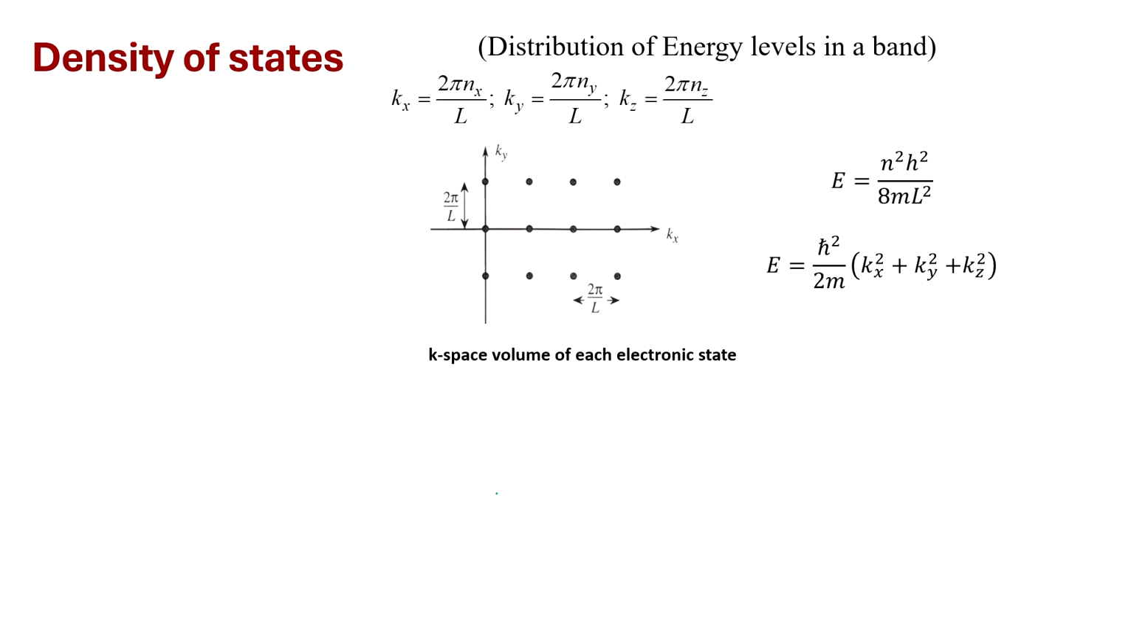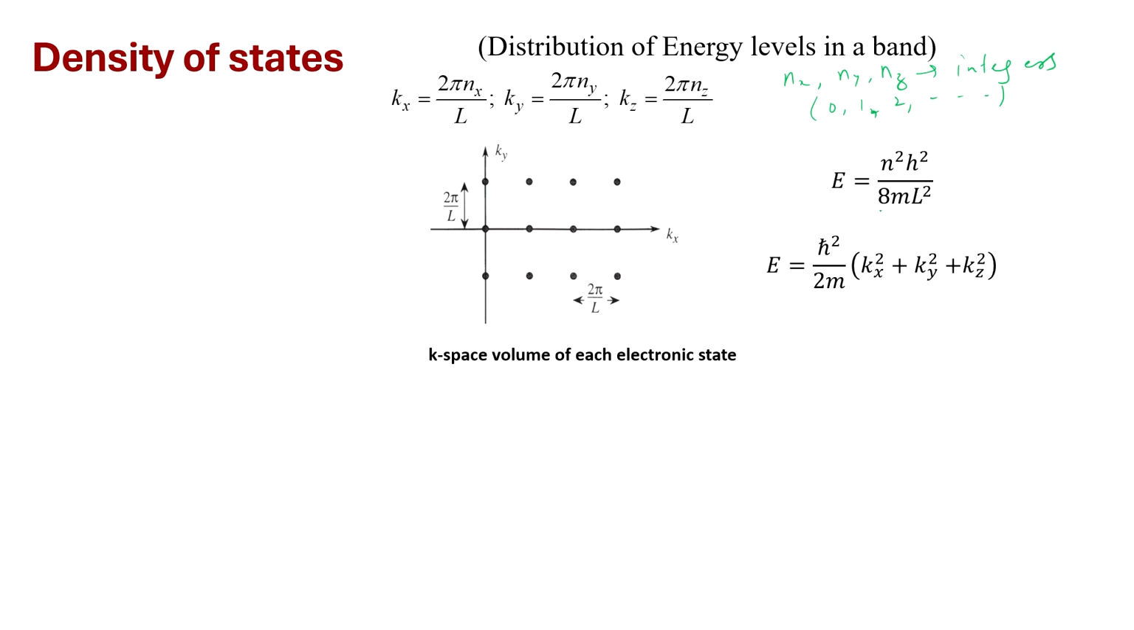So, basically if I represent this in 2D, distribution of energy levels in a band, then Kx can be written as 2 pi Nx divided by L, Ky will be 2 pi Ny divided by L, and Kz will be equal to 2 pi Nz divided by L, and Nx, Ny, Nz are integers, and they can take the value 0, 1, 2, 3 and so on and so forth. Okay. And if I just draw in 2D for 2 dimensional K space, then each of these will be separated by a distance 2 pi divided by L, and this is how it is going to look like.